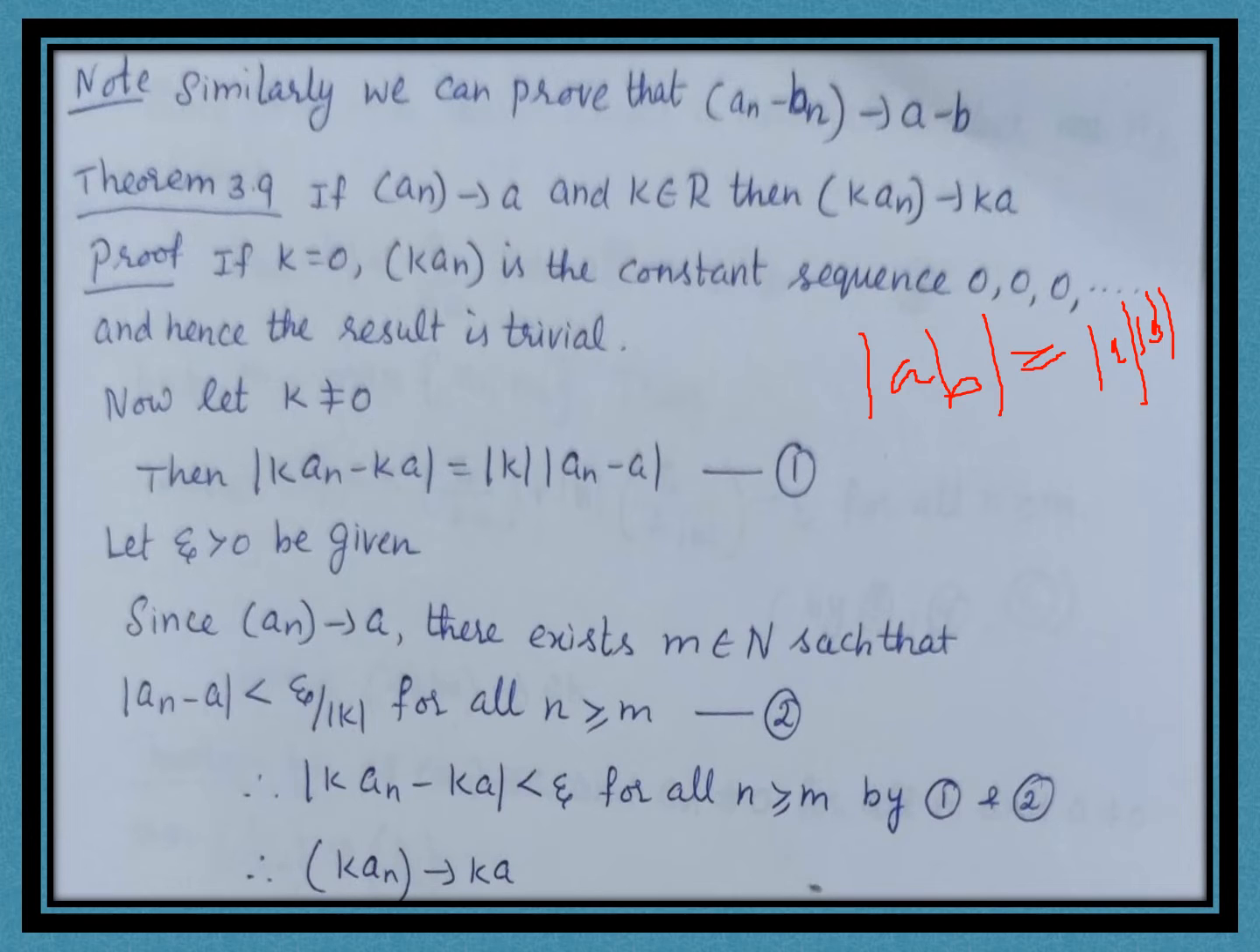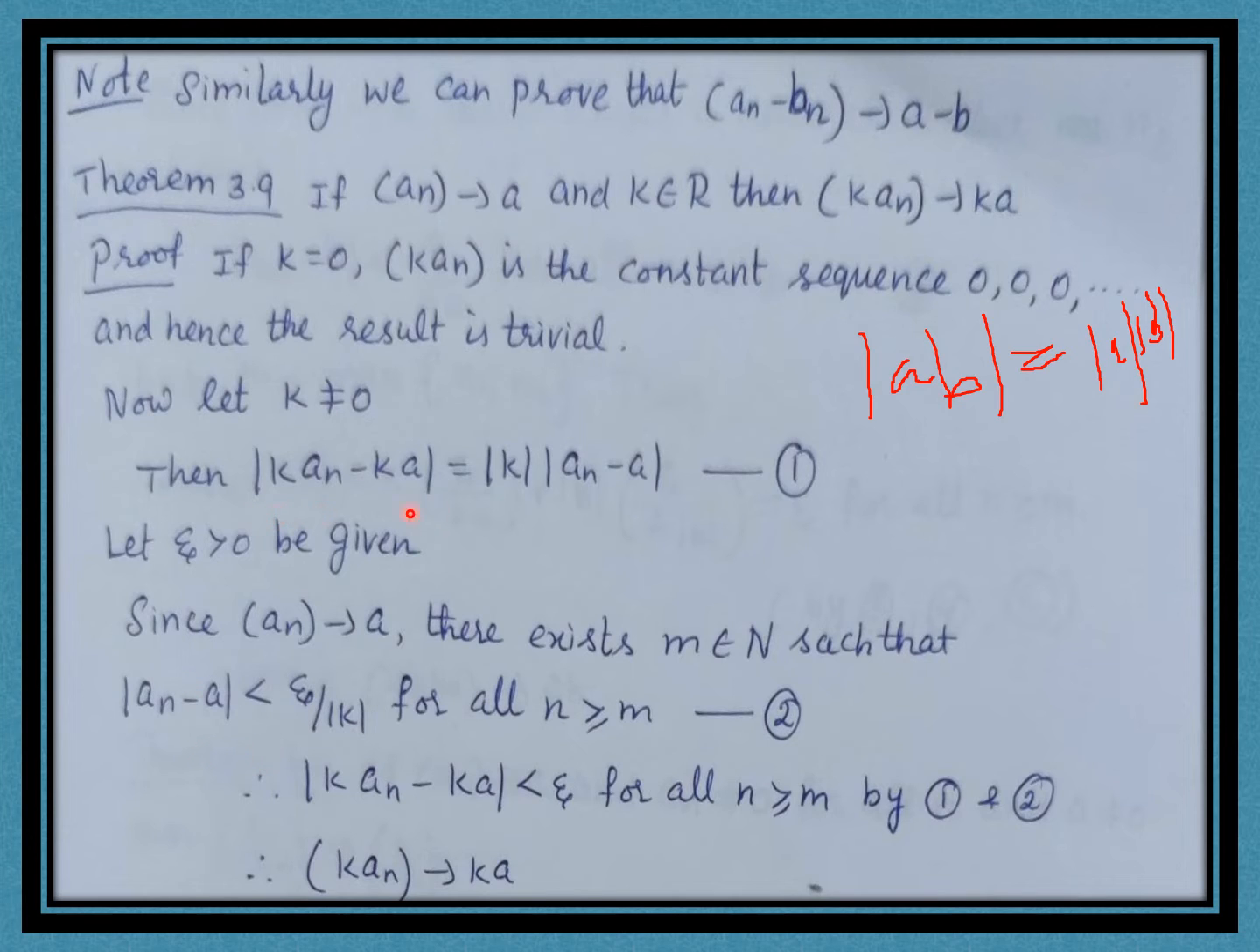So using this property, we have absolute value of k into an minus a is equal to absolute value of k into absolute value of an minus a. By the hypothesis, as sequence an converges to a, we can find a natural number m such that absolute value of an minus a is less than epsilon.